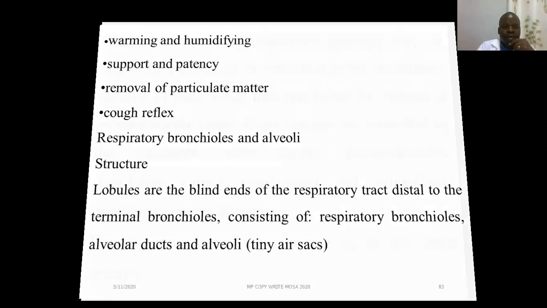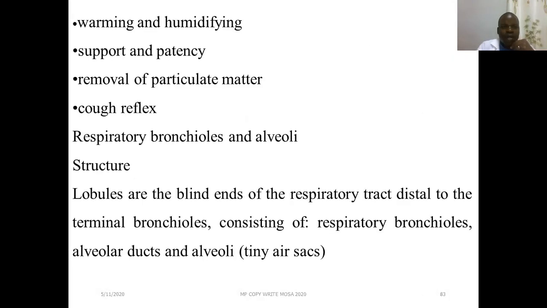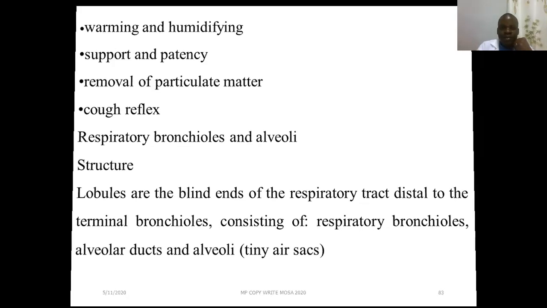So among them, the following functions continue as in the upper airways. Among the functions that it does, it includes warming and humidifying, support and patency, removal of particulate matter, cough reflex like we described earlier on. Then respiratory bronchioles and alveoli structure. Lobules are the blind ends of the respiratory tract distal to the terminal bronchioles, consisting of respiratory bronchioles, alveolar ducts, and alveoli, which are the tiny air sacs.